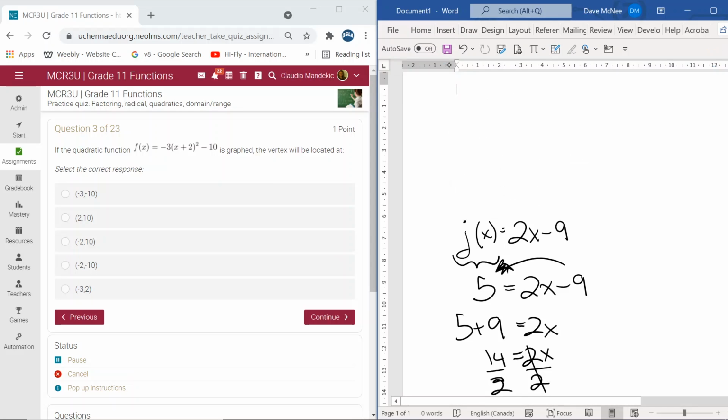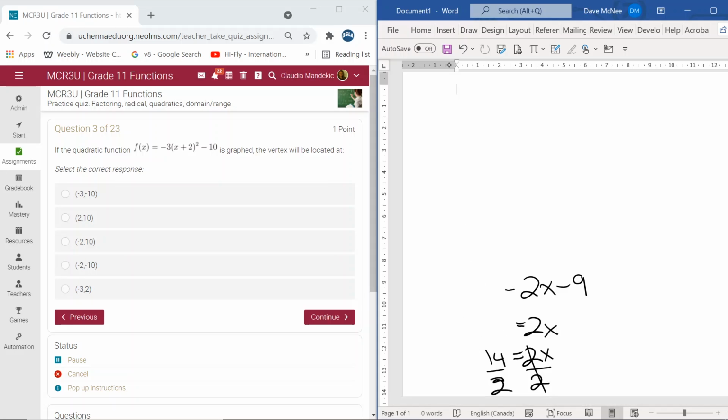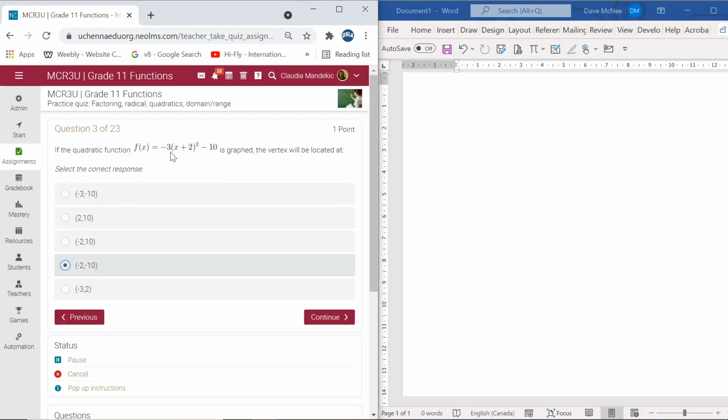If you review the notes on the vertex form of a parabola, you'll know that the vertex is located at negative h comma k. The x coordinate changes, so the plus 2 becomes minus 2. The minus 10 stays. So it's negative 2 comma negative 10. The negative 3 has nothing to do with the vertex. It's all about the negative 2 and this negative 10, or the 2 that becomes negative. Moving on.